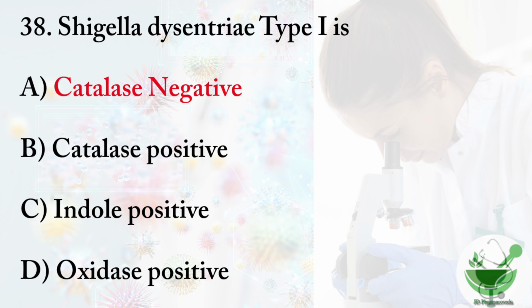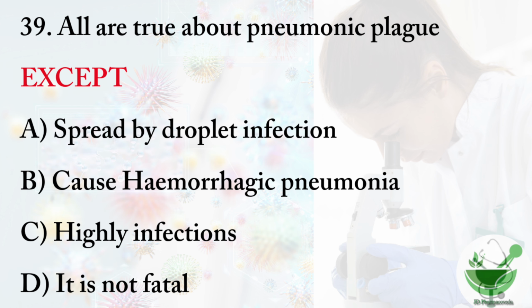Then question number 39, all are true about pneumonic plague except. The options are option A, spread by droplet infection, option B, cause hemorrhagic pneumonia, option C, highly infectious, and option D, it is not fatal. So the right option is option D, it is not fatal.